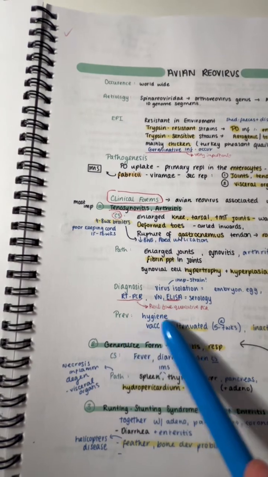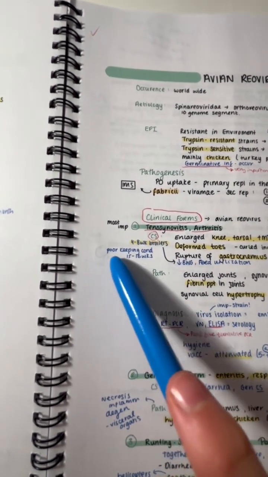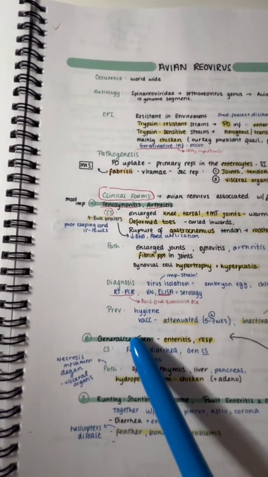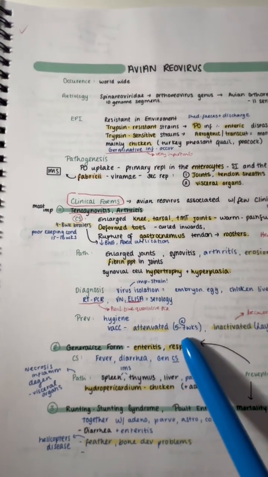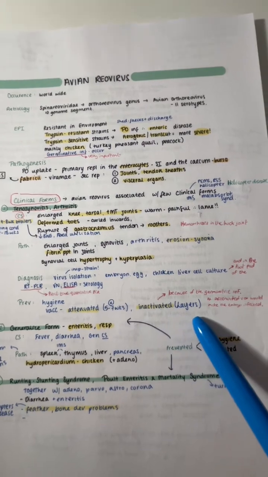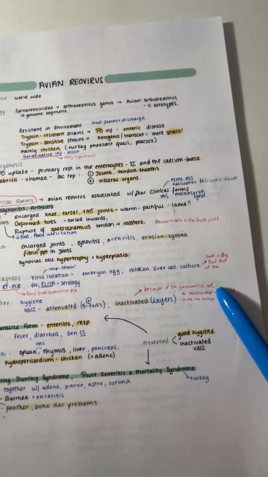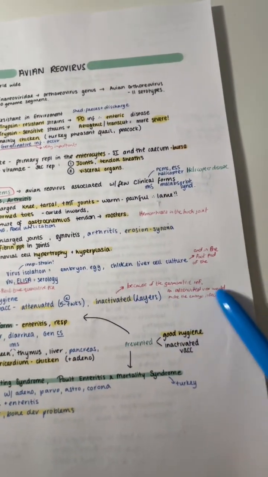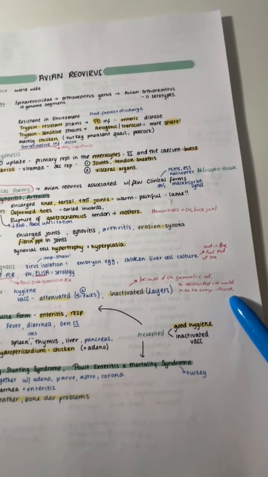And to prevent it, have good hygiene. It normally occurs when there are poor keeping conditions. And for the vaccine, there's an attenuated vaccine at 5 to 7 weeks old, and you give an inactivated vaccine in layer hens. This is because of the germinative infection. If you gave an attenuated vaccine, it would make the embryo infected.